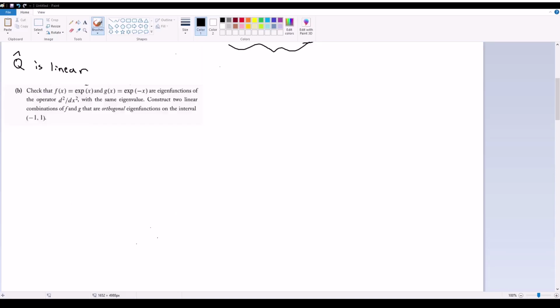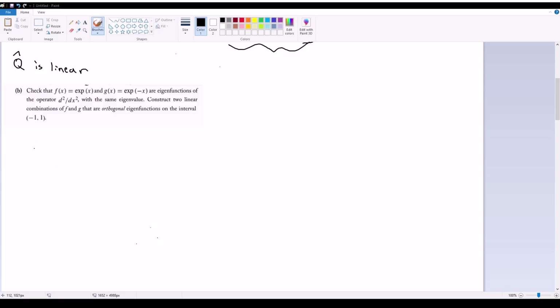Okay, part B is a two-parter. First off, we want to show that these two functions, exponential of x and exponential of negative x, are eigenfunctions of the second derivative with the same eigenvalue. So let's do that first.